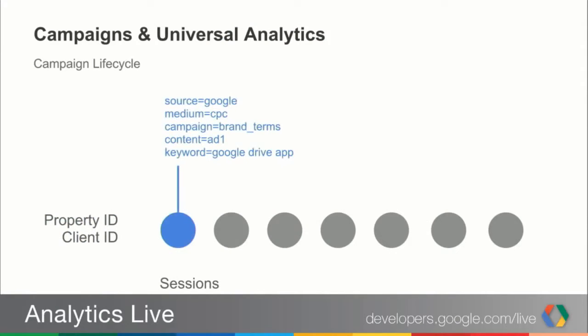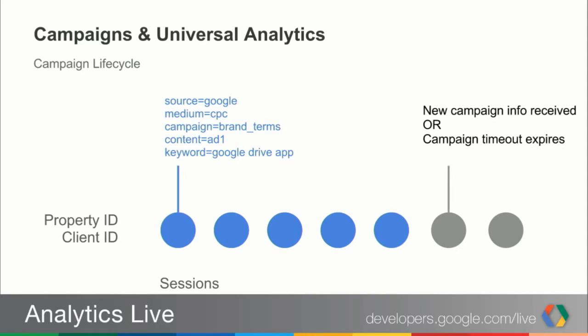So the way this works is once you send campaign information to GA, it's going to stay valid. Every time I come back, as long as I have the same property ID and client ID, and by the way, this will also be true for user ID when that's available, I'm going to keep having my sessions attributed back to this original campaign information until one of two things happens. Either there's new campaign info received, so if I click through on another ad, for example, and I come back, or if the campaign timeout period expires.